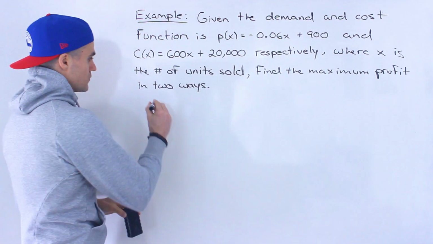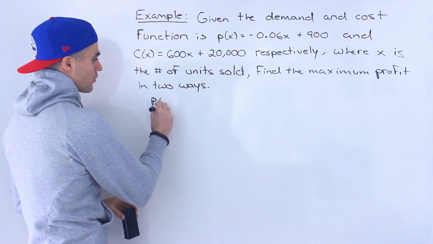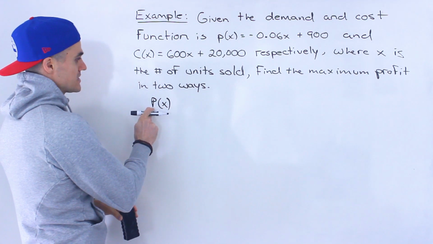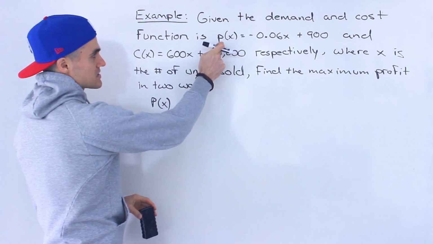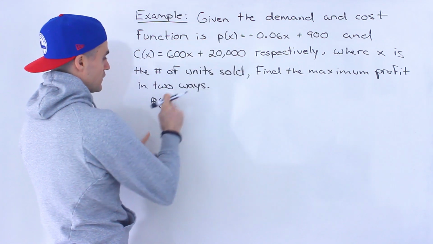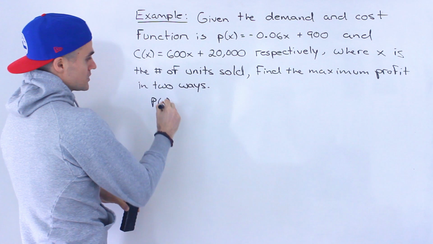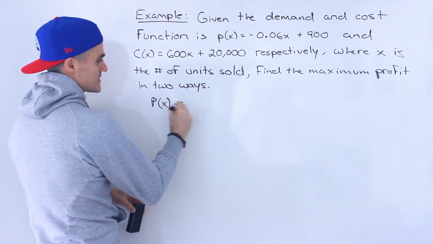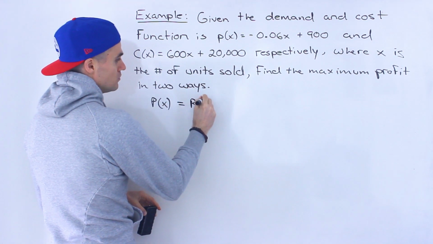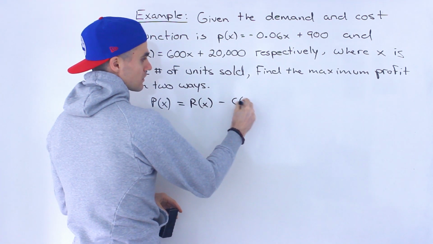So the first way we can do this is we can create an actual profit function. And this P here is going to be capital P, this is a small p. These are two different functions. This is profit. Remember, this is the demand or the price function. So profit, what does it equal? It equals revenue minus cost.